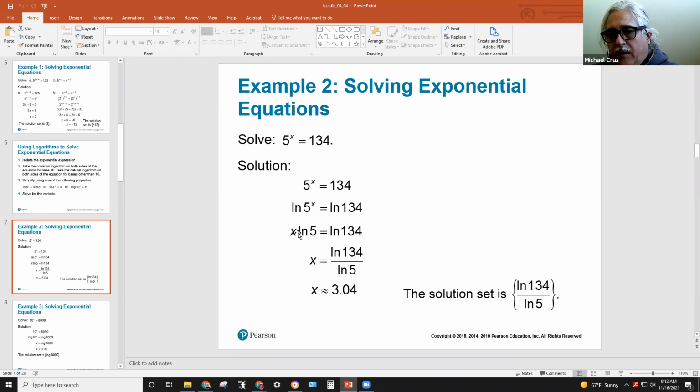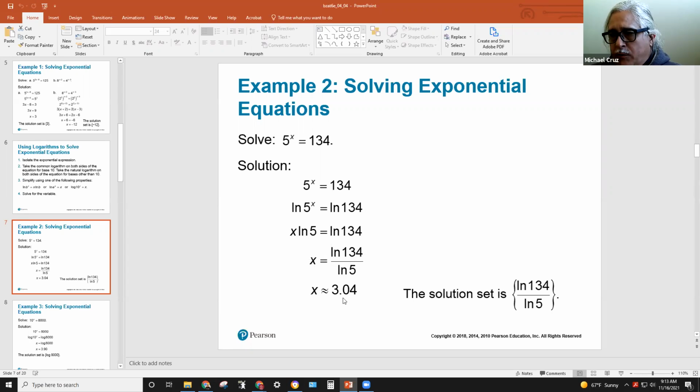And you'll see that x right here has this multiplier of ln 5. So if we divide both sides by ln 5, here it just leaves us with x, and then it's equal to ln of 134 over ln of 5. And again, you can approximate it as 3.04.